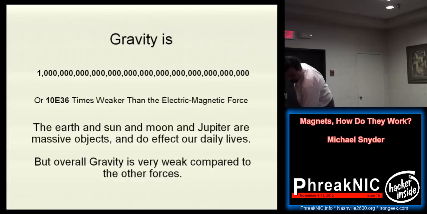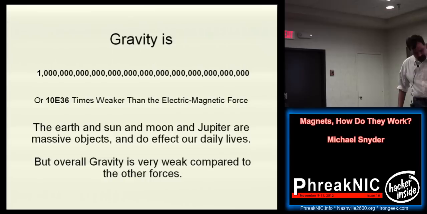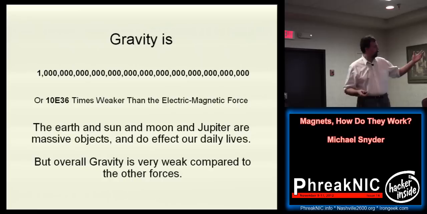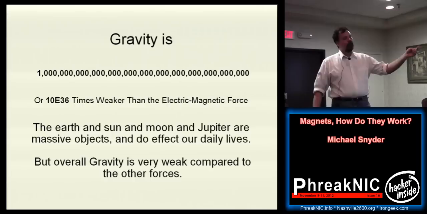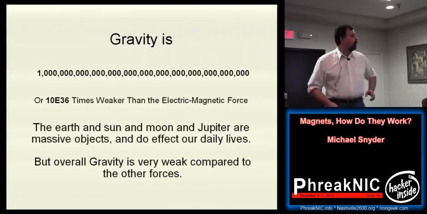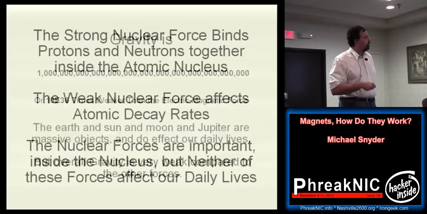I have a chair. I have a magnet. The earth is pulling the chair down. The magnet is pulling the chair up. If I do it slower, the magnet beats the whole earth. Think about that. So gravity is very weak. Now, that doesn't mean it doesn't affect us, because Earth is very big. The sun is very big. The moon's not that big, but it's close to us. Jupiter is huge. It affects us, too. So gravity does affect us, but it's very weak compared to electromagnetic force.